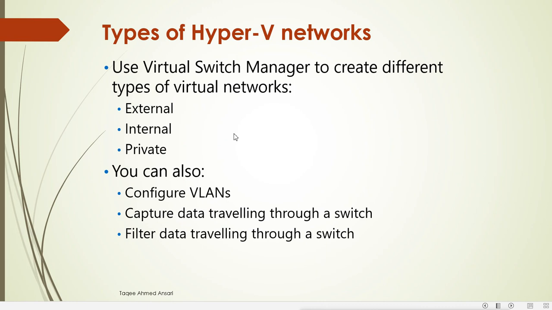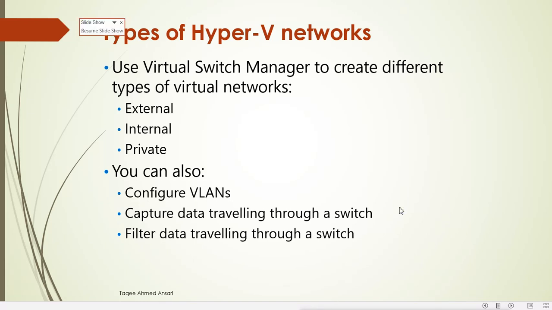So this is what the network types we have: external, internal and private. And the VLAN configuration, we require this only when we need to configure a VLAN for our virtual machines. Then it can capture the data through the switch, and also it can filter the data traveling through the switch.